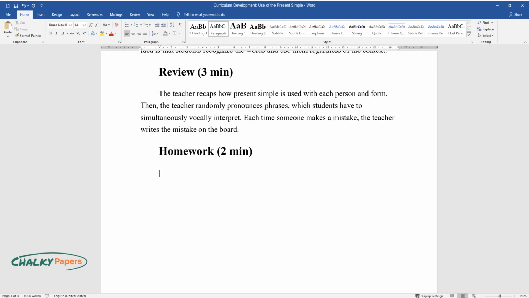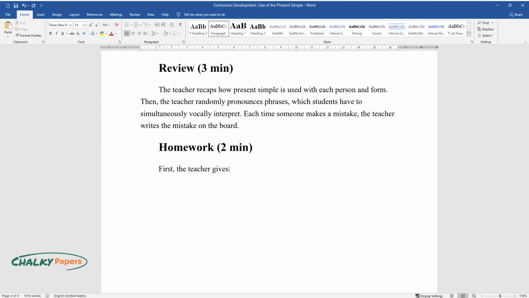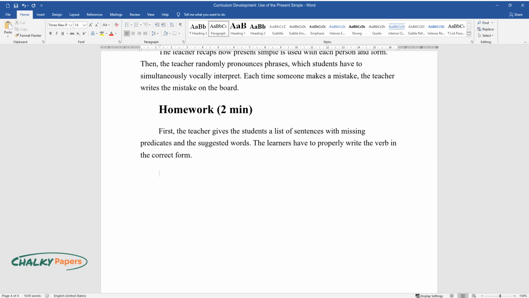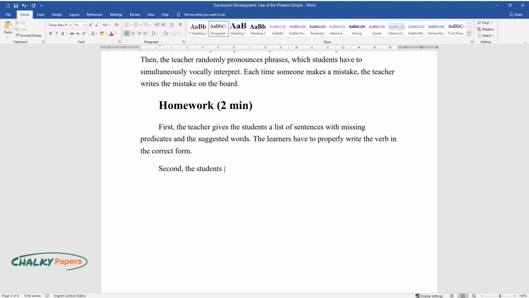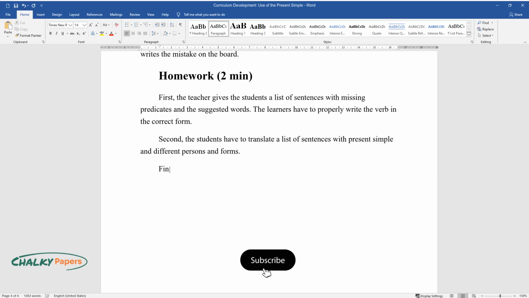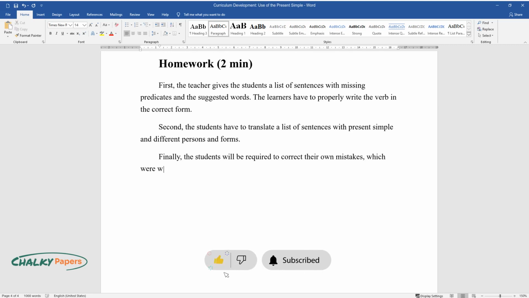Homework, 2 minutes. First, the teacher gives the students the list of sentences with missing predicates and the suggested words. The learners have to properly write the verb in the correct form. Second, the students have to translate a list of sentences with present simple in different persons and forms. Finally, the students will be required to correct their own mistakes, which were written by the teacher on the board during the review.